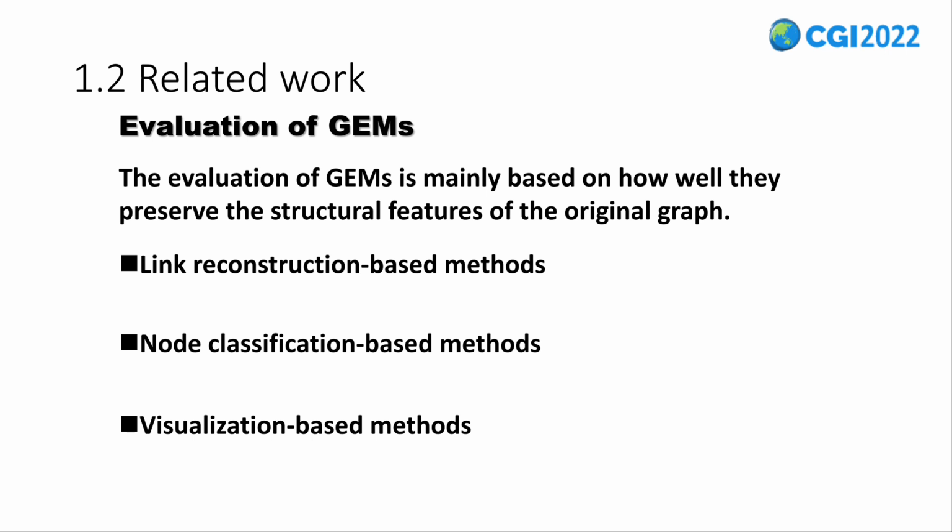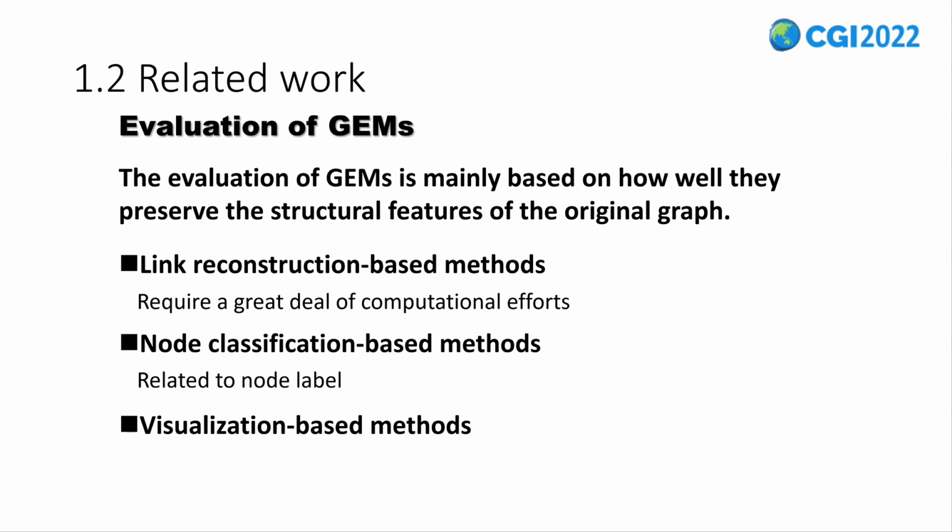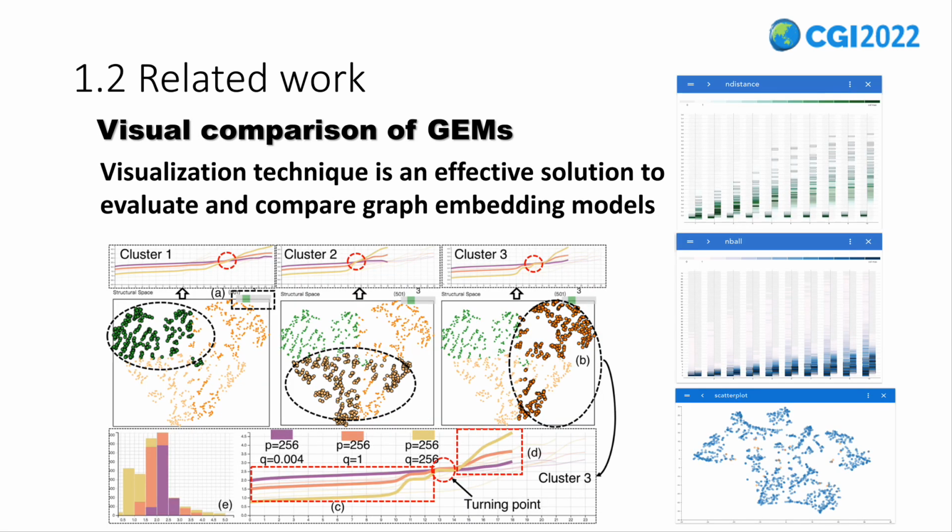Firstly, we need to know how to evaluate graph embedding models. The methods of link reconstruction, node classification, and visualization-based evaluation are currently available. However, the link reconstruction-based method requires a great deal of computational effort to confirm the structural information of input data. Node classification-based methods are usually related to the node labels, and the results of the visualization-based approach are still ambiguous.